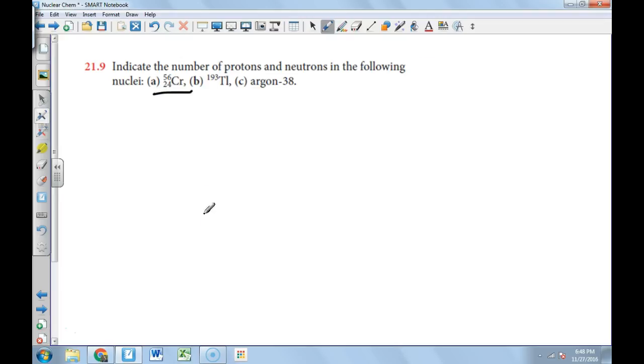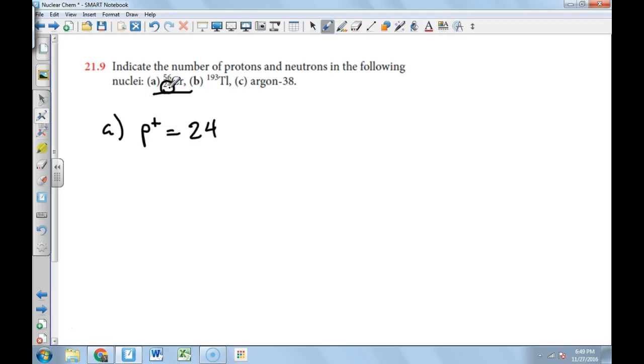So for part A, we want just the number of protons and neutrons, which becomes important when we're dealing with nuclear reactions. Remember, nuclear reactions are reactions that happen with the particles in the nucleus, which are protons and neutrons. So it stands to reason that we know how to determine the number of protons and neutrons given a symbol. And so here, for A, the number of protons, P plus, is equal to the atomic number, which in this case is the bottom, which is 24.